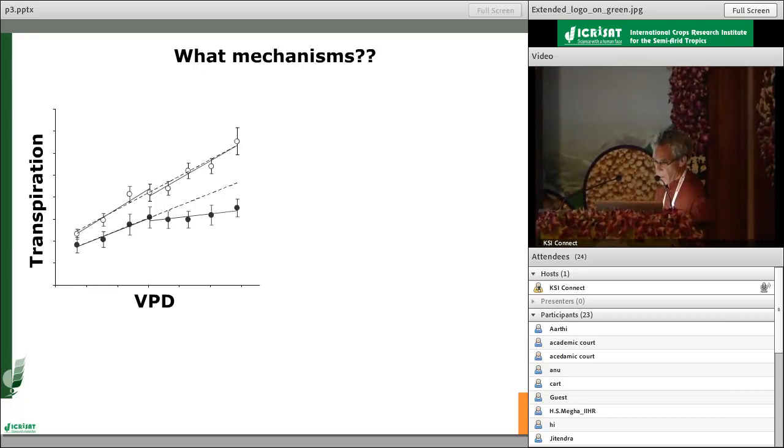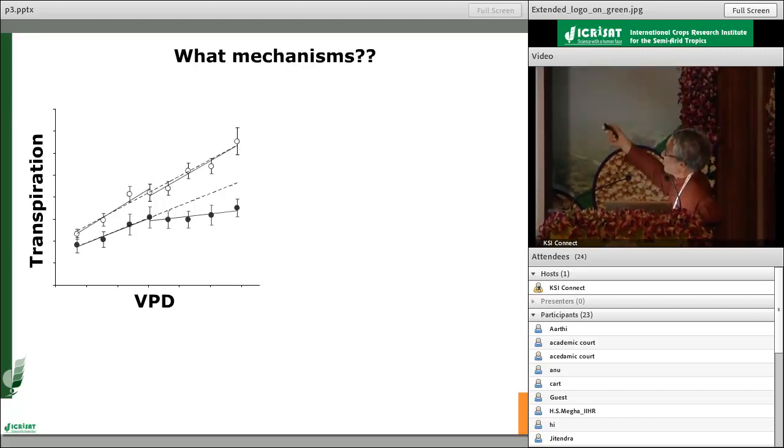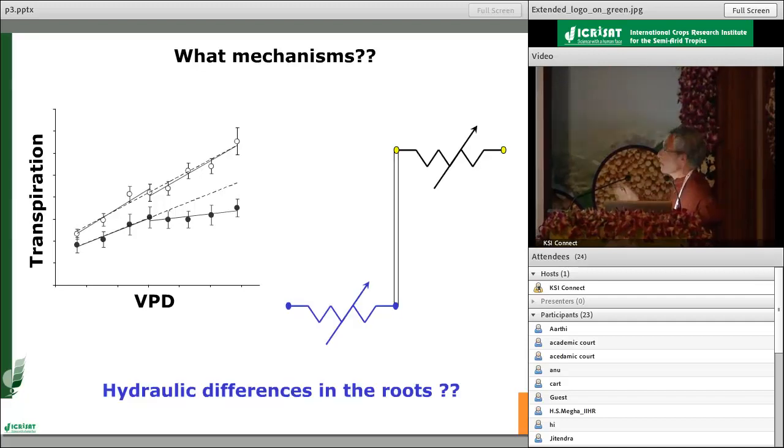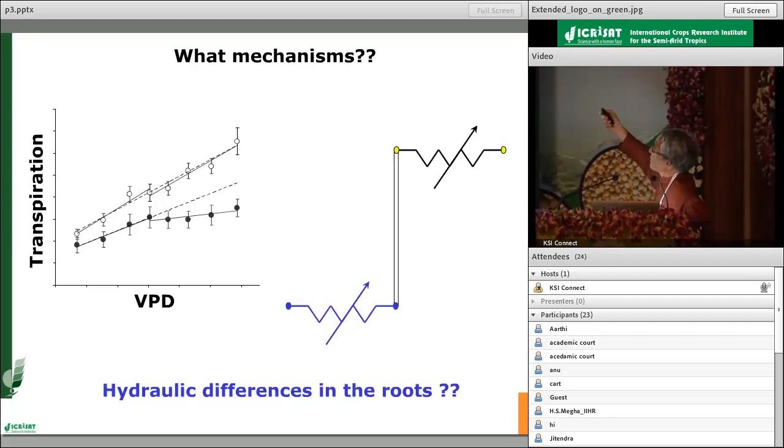And so the hypothesis that we are making is, well, if it's a schematic representation of a plant, where you've got two levels of resistance to water movement, here at the leaf and at the roots. The hypothesis that we are looking into at the moment is to see whether there's any hydraulic limitation in the roots of those lines that are VPD sensitive, so that when the demand for water is too much, the roots can't channel that much water corresponding to the water demand. So that's going a bit more upstream.